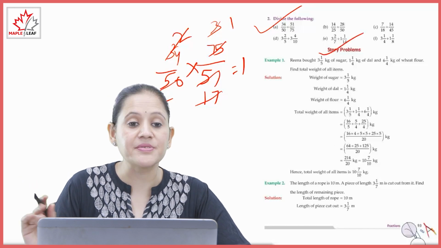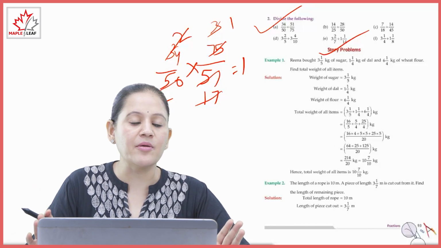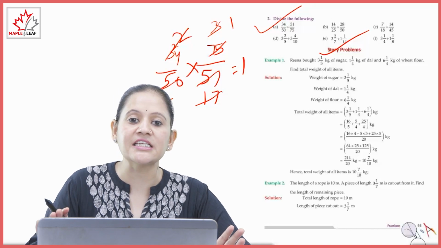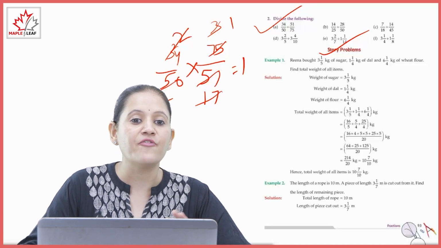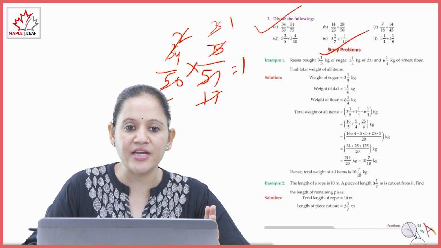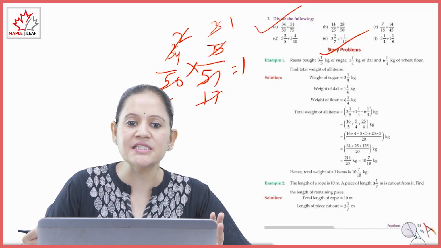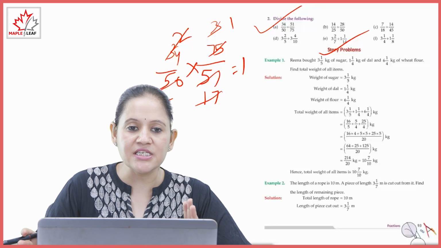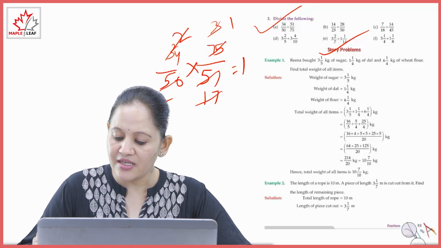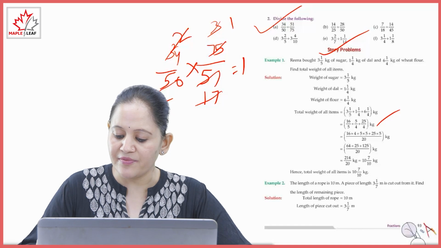Next is story problems. We'll take an example here. Reena bought 3 1 by 5 kg of sugar, 1 by 4 kg of dal, and 6 1 by 4 kg of wheat flour. Find the total weight of all items. So we'll add them together. 3 1 by 5 plus 1 by 4 plus 6 1 by 4. So first, the mixed fractions we'll change into improper fractions. 16 upon 5 plus 5 by 4 plus 25 upon 4.